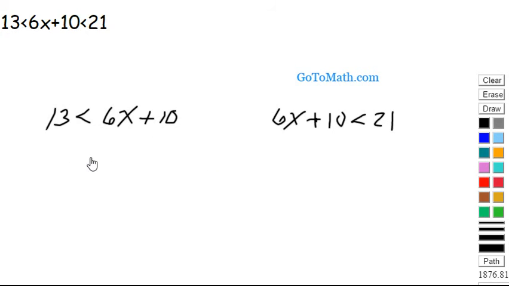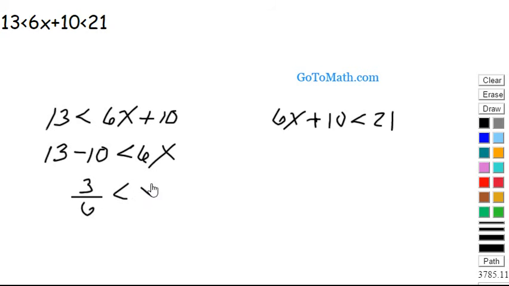So go ahead and take the 10 over to the other side. We're going to have 13 minus 10 is less than 6x, and so that looks like a 3. Bringing the 6 diagonally down, what we have here is x is greater than a half.